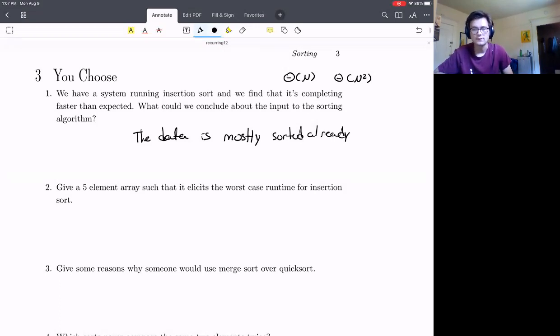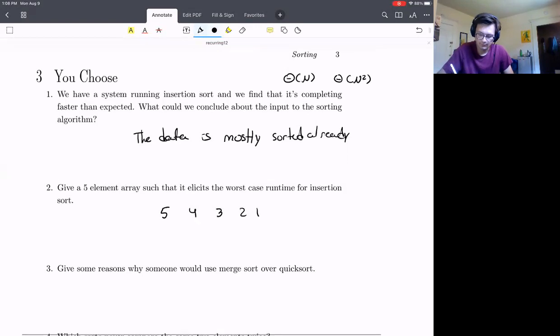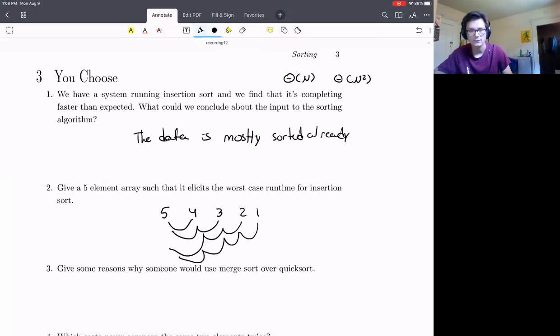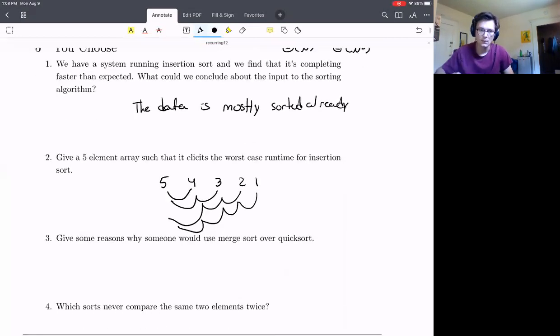Okay, and then this is kind of related to the previous one. The second one is: give a 5-element array that gives the worst case for insertion sort. Well, if already sorted gives us the best case, not sorted is going to give us the worst case. And in particular, we talked about this a bit in the previous video, a completely backwards array is going to give us the worst case runtime, because we're going to have to do a swap here, then here, swap here, then here, then here, and a swap here, then here, then here, then here. And that's going to give us our worst case runtime.